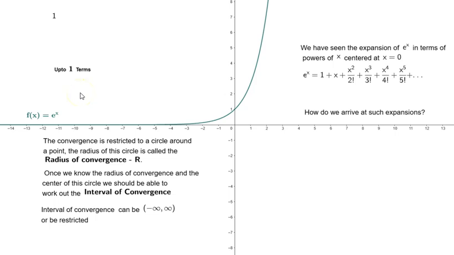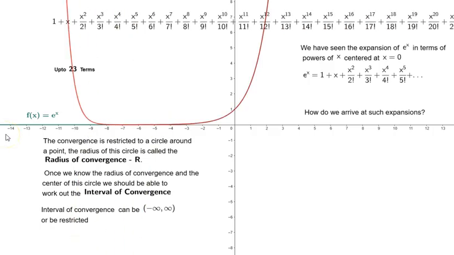In the previous session, we saw the expansion of e to the power of x in terms of powers of x. So we saw as we take more number of terms, the series tends to converge towards the function. Now let's see how we arrive at this series. How do we know that this works like this? So to do that, let's start our next session.